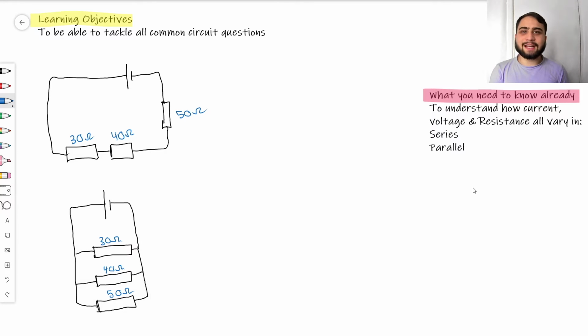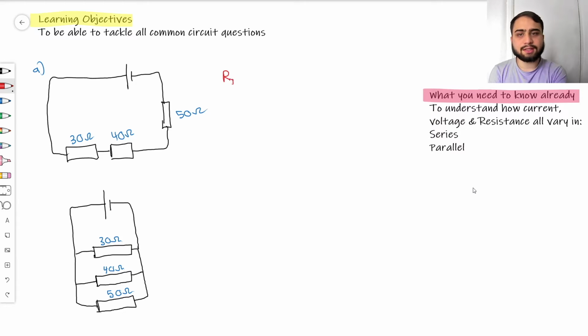Alright, so first let's have a look at resistance calculations. For all of these questions, you'll be given resistors that are usually labeled, and then you'll be told to find the total resistance. In our first circuit here, let's call this circuit A, we can see that all of these resistors are connected in series. So what's our resistor law for series?